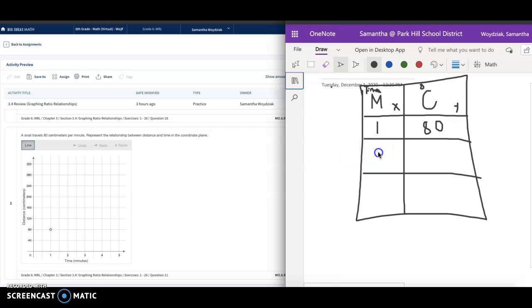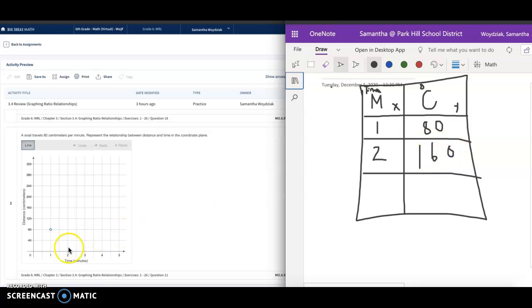So if I go over here and I say, okay, 2 minutes. Well, how did I get from 1 to 2? I multiplied by 2. So how do I get from 80 to the mystery number? I multiplied by 2. We can also say, how do I get from 1 to 80? Well, I multiply by 80. So it looks like whatever the minutes is, you're going to times it by 80 to get the distance. So 2 times 80 is 160.